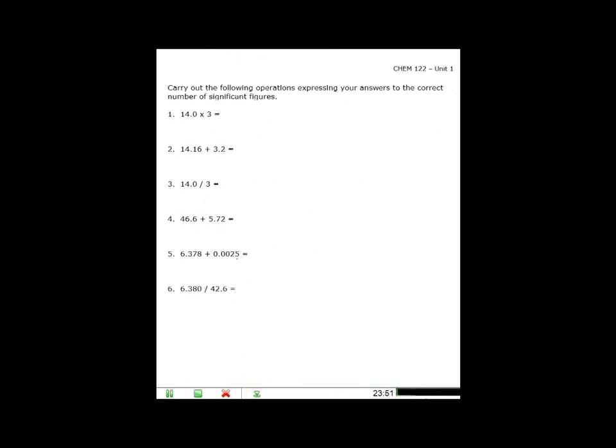So the next page is more problems involving significant figures and mathematical operations. What I want you to do is hit pause and work through these and think about what we learned with rounding, and then think about the 2 rules that we learned, the multiplication or division rule and then the addition or subtraction rule. So hit pause and work on these.